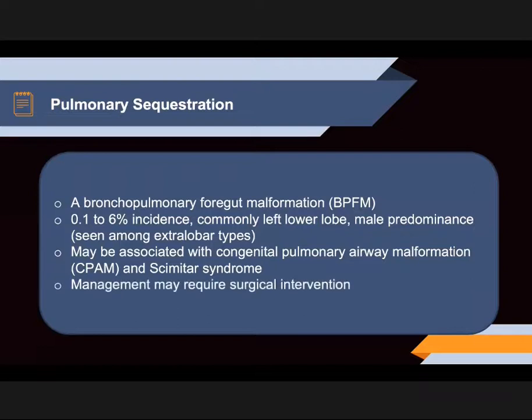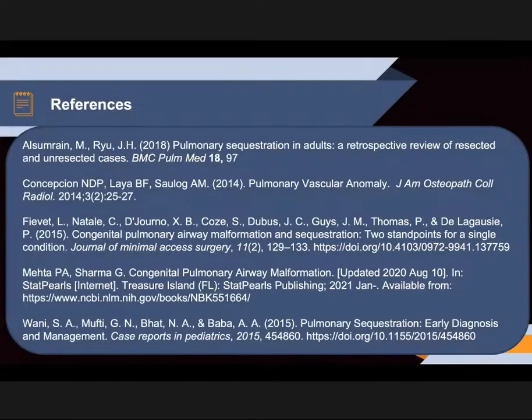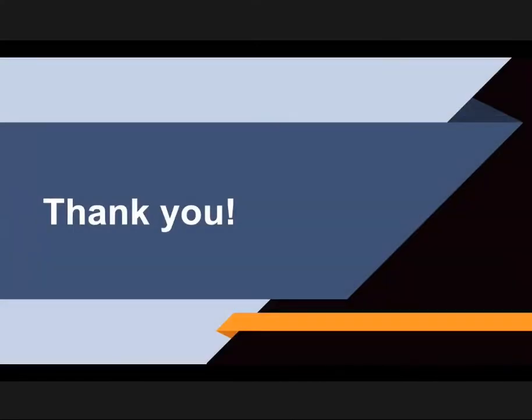So pulmonary lobectomy is the treatment of choice for established pulmonary sequestration, and resection may be done via open thoracotomy or through VATS. The imaging modalities CT and MRI play an essential role in the identification of vascular anatomy prior to the surgical intervention. So here are my references. Thank you for listening.